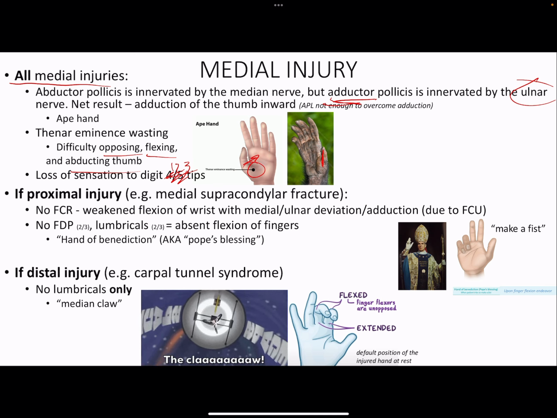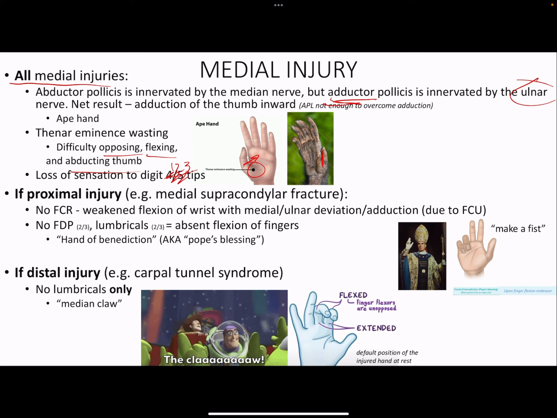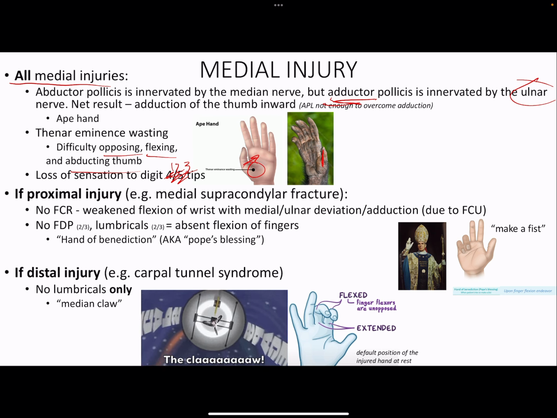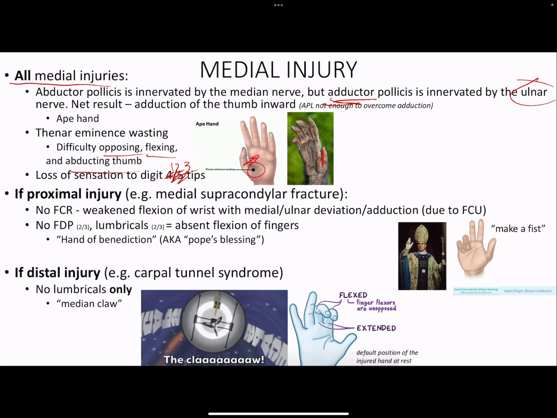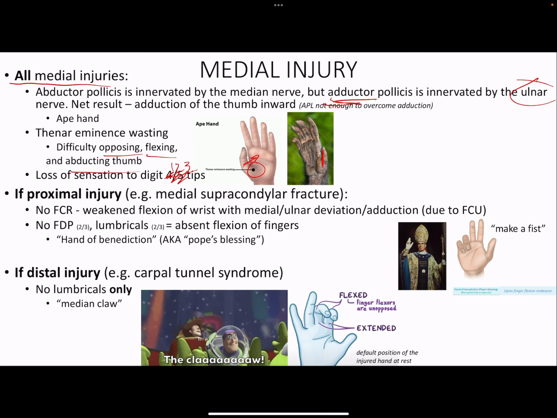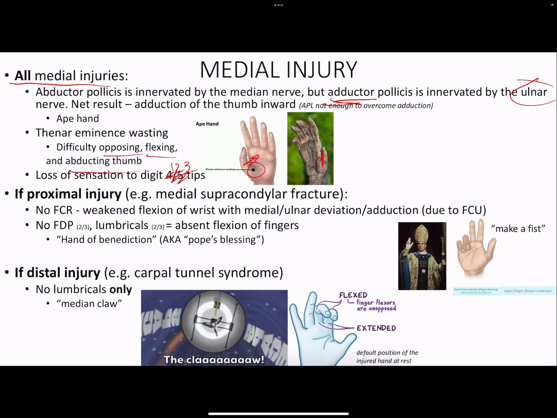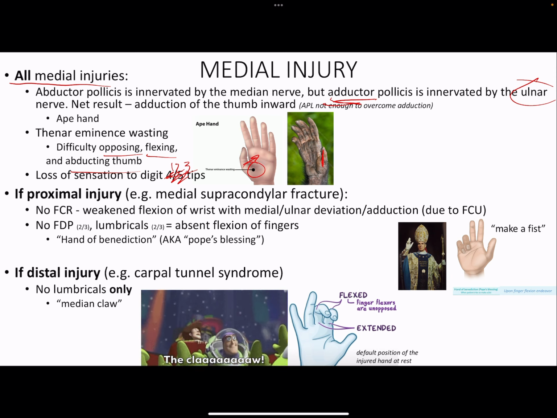So if we have a proximal injury, like a medial supracondylar fracture, now we don't have the flexor carpi radialis, but like we just saw in the last one, a lot of this is just the flip of the ulnar nerve injury.